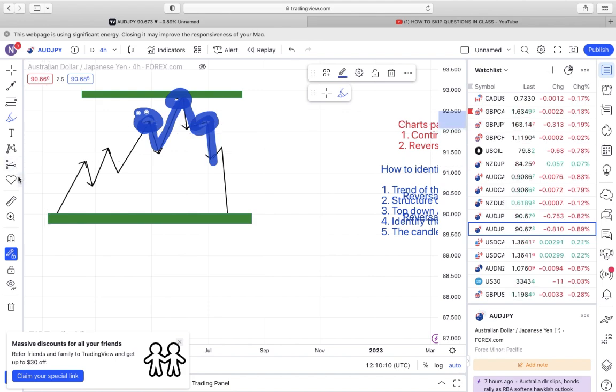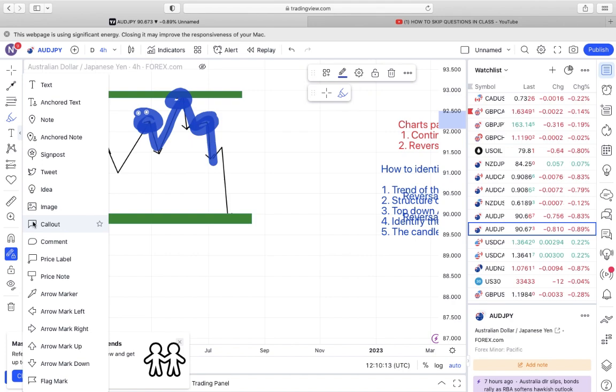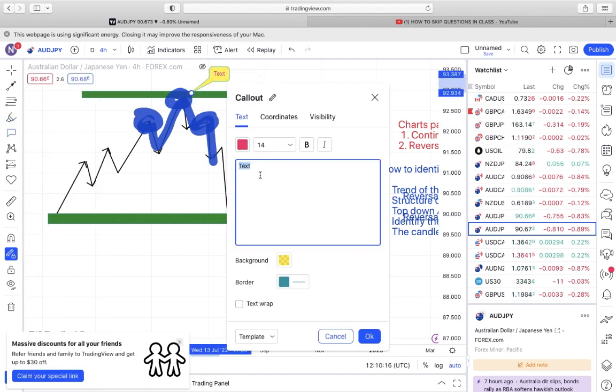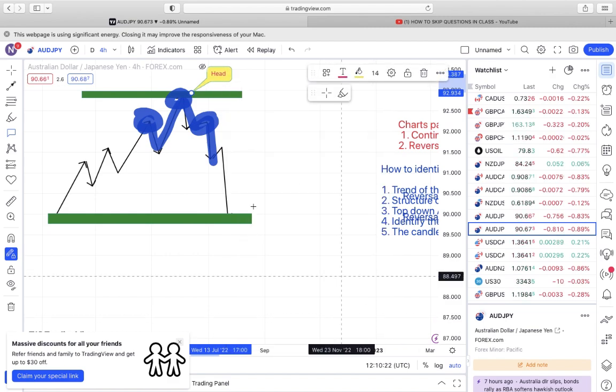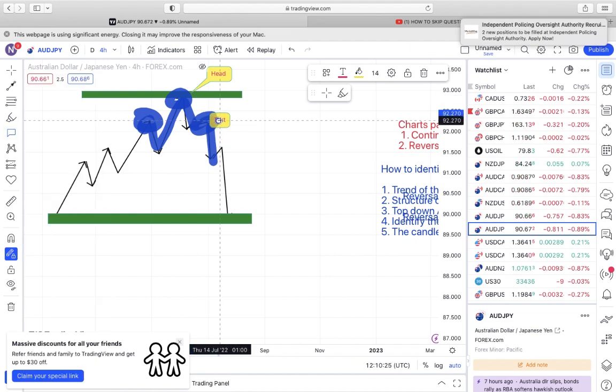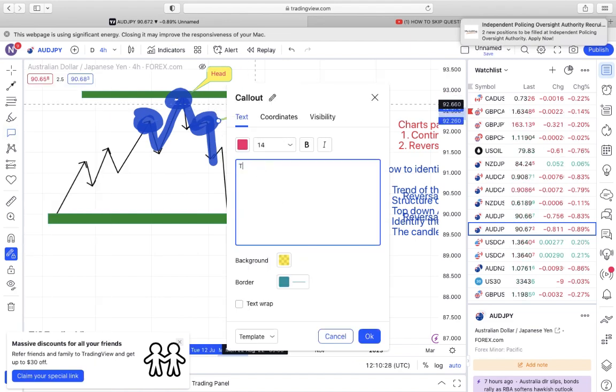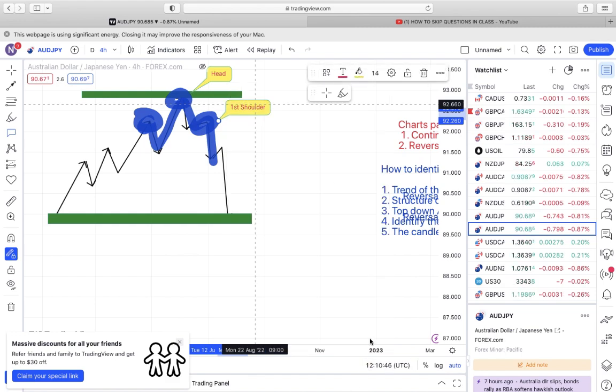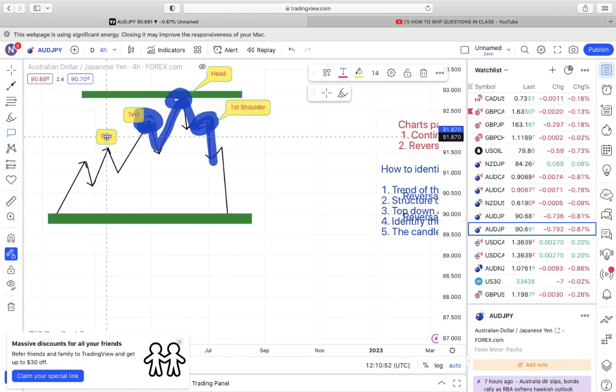Let me name them for you. That one is the structure. I said that you have to identify what the market is forming, the structure of the market. This one is the head. Take note because this is very good information. I don't love so much theory. Let us name it the first shoulder. This one is the first shoulder because this one was formed first.